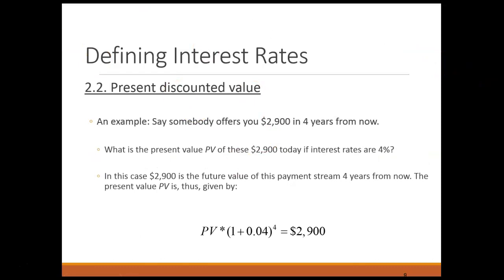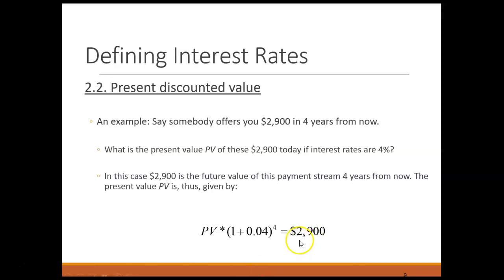Let's go through an example. Say, for instance, someone offers you $2,900 4 years from today. What is the present value of these $2,900 as of today if the interest rate is 4%? This is equivalent to asking, what is the amount of money I need to have today? If I invest that at 4%, that will equal exactly $2,900 4 years from now. The math here is identical to earlier.